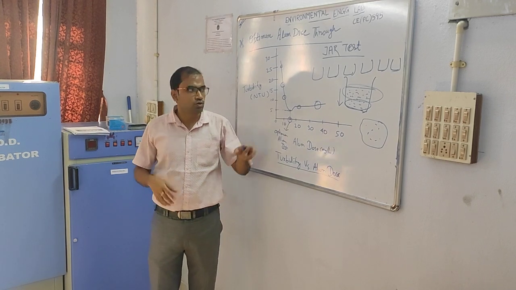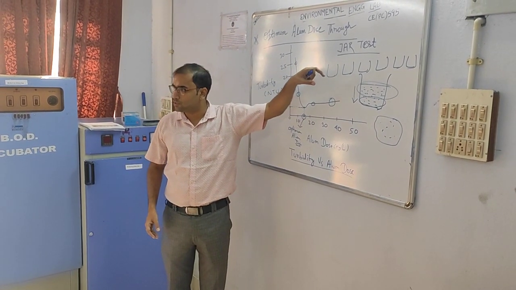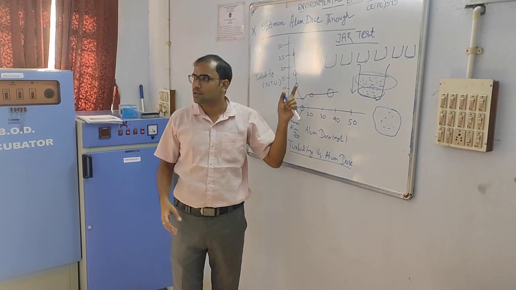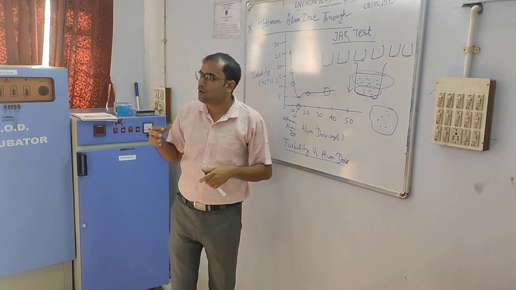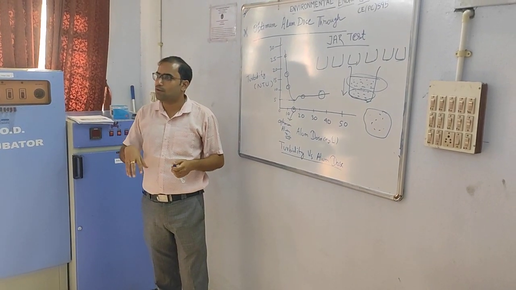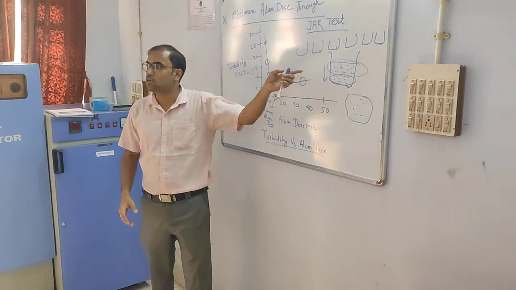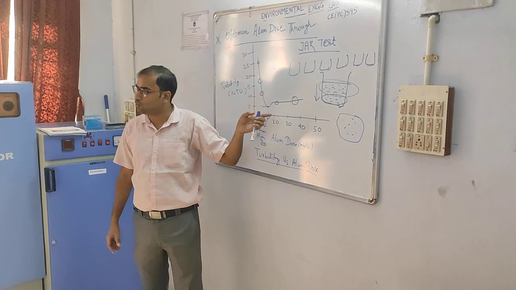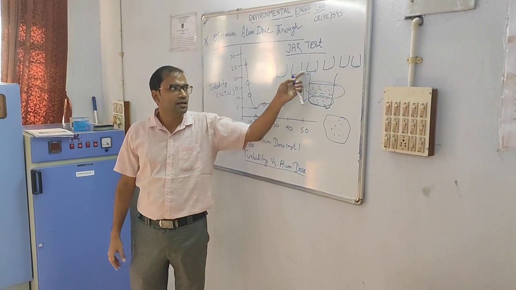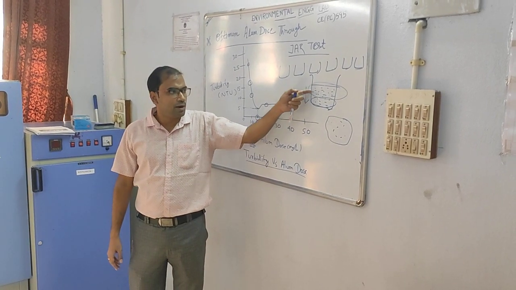jar. So you first put in the water that you want to test, you apply the alum dose, then at 100 rpm it is rotated for a certain time period. After that, what happens? You just wait for some time, and again you have to slow down the RPM so that flocculation occurs. So initially coagulation occurs, then flocculation occurs. Because of that, after about 30 minutes, say, all the particles settle down.